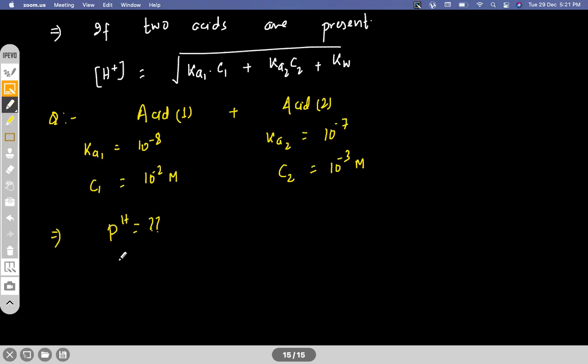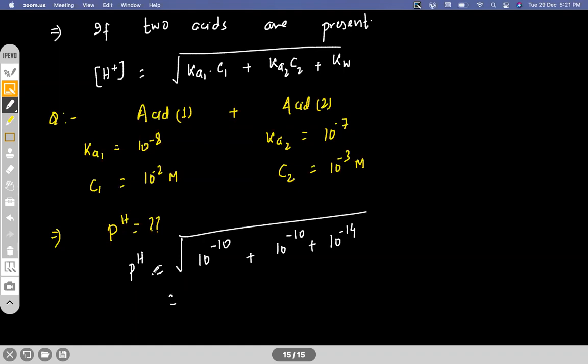pH equals Ka1 into C1, that is 10 to the power minus 10, plus Ka2 into C2, 10 to the power minus 10, plus 10 to the power minus 14, root over of it. If you take 10 to the power minus 10 common, then outside the root it would be 10 to the power minus 5 divided by 2 plus 10 to the power minus 4. So obviously 10 to the power minus 4 is very small in comparison to 2, so we'll just ignore this. Approximation is also very important in this chapter. You should know how we can approximate the given expression.